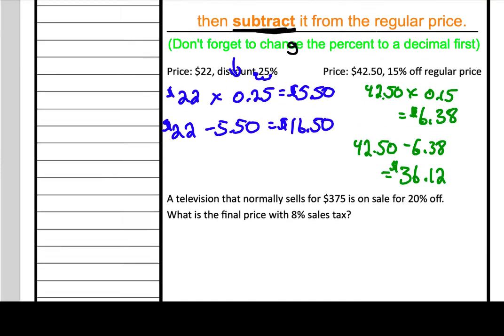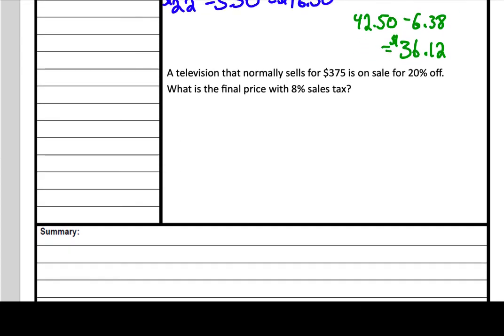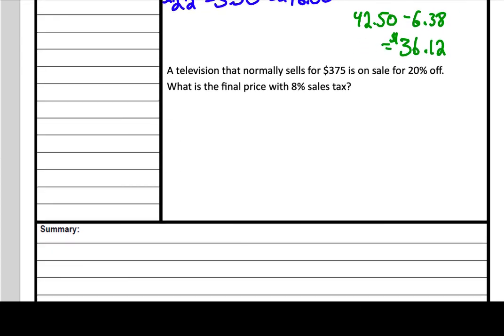All right. Oh, last one. This one's a little tricky, so follow along and be careful. And again, make sure you are writing down all of your work. Basically, think of it as whatever I'm typing in my calculator, I need to have written on my piece of paper. You're showing someone else how you got to that number. This one says a television that normally sells for $375 is on sale for 20% off. What is the final price with 8% sales tax?